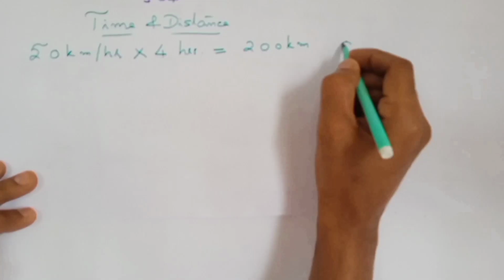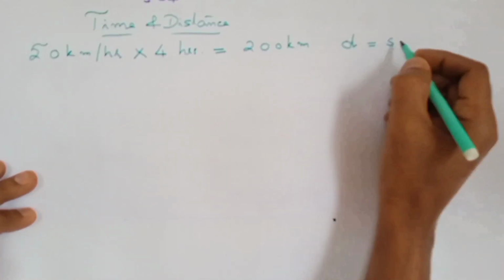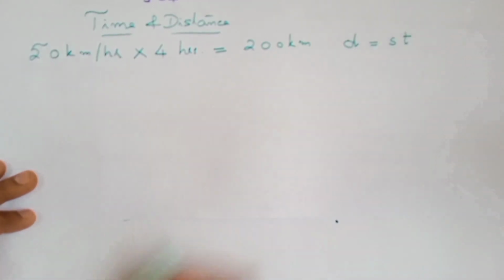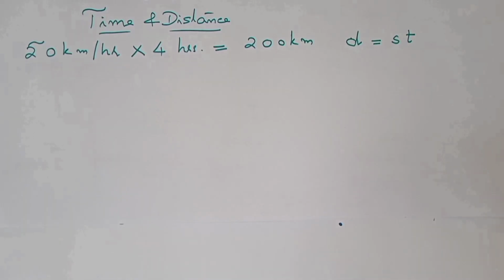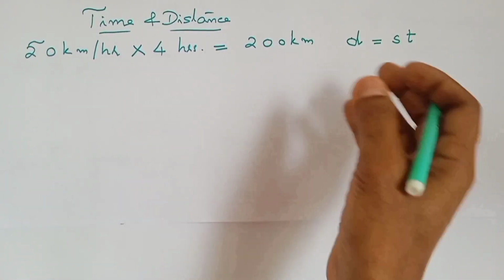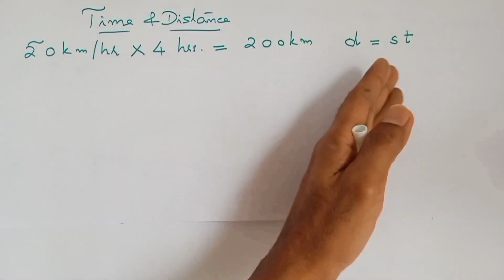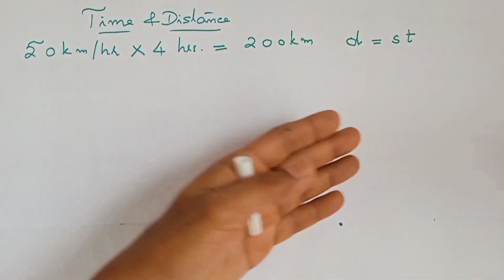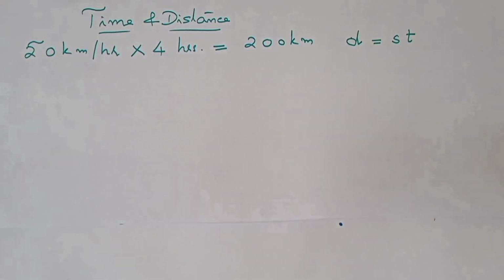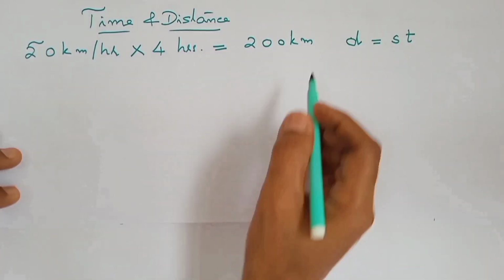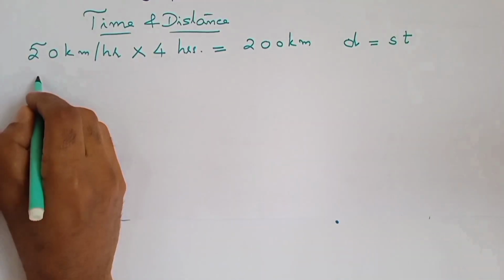200 kilometer. If distance is denoted by d, speed denoted by s, time denoted by t, this is what you get. This is the only basic result to be learned in time and distance. As you can see, there are three variables in this simple result: distance, speed, time. Supposing you allow two of the variables to vary, keeping one of them constant, there are a few things you can derive from that. For example, supposing d is kept constant, what do you get?